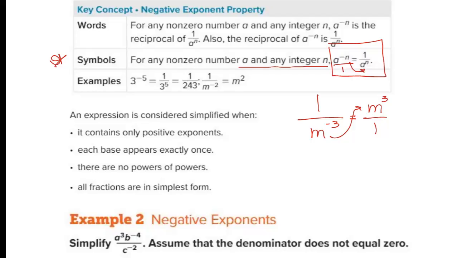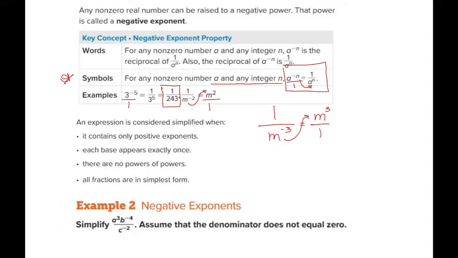So 3 to the negative 5th becomes 1 over 3 to the positive 5th. And then, yes, you do need to simplify it because we can take 3 to the 5th power. 1 over m to the negative 2nd doesn't like being on the bottom, move it to the top. Becomes m to the positive 2nd over 1. Any questions on how to read those?